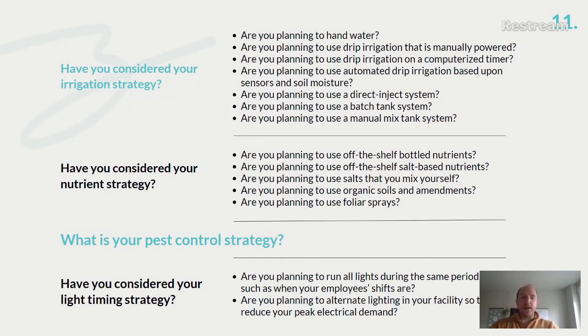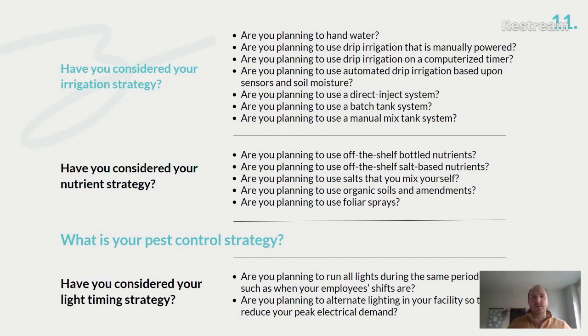Direct inject, meaning that it actually injects the nutrients in line as the water is going to your plants, and it'll run through a series of checks and balances to make sure that it's the right nutrient composition, the right pH, and so forth before it actually hits your plants. That takes up the least amount of space. But some cultivators are uncomfortable with it because it doesn't give them enough control.